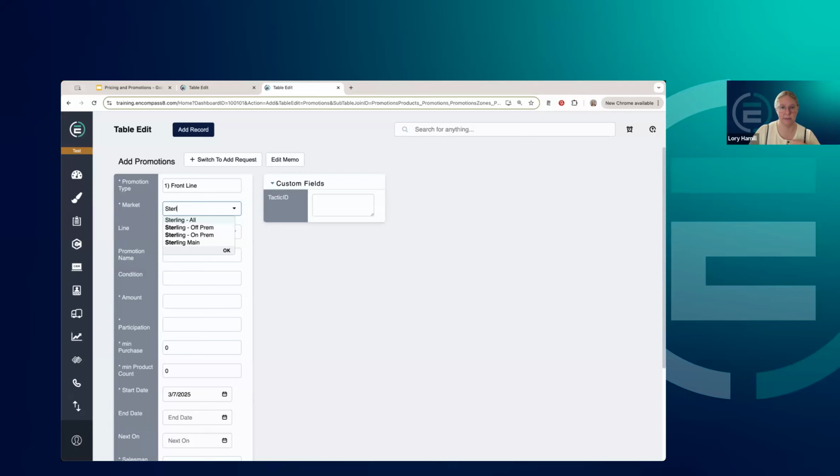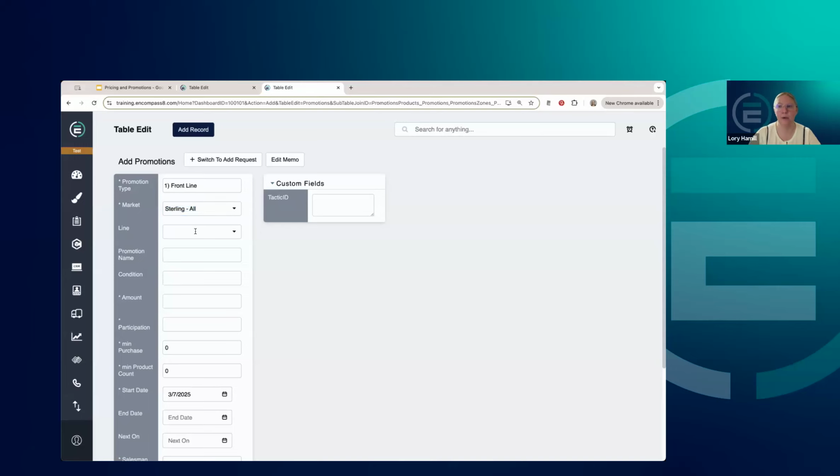Now, because I know this system, and frankly, because I built all of these, I'm going to go ahead and tie it out to Sterling All because I know that that includes everyone who is a customer for the Sterling location. Doesn't matter if they're on or off-prem, doesn't matter if they're chain or military, everyone goes into this basic front line. I can continue to diversify, but that's my default one.